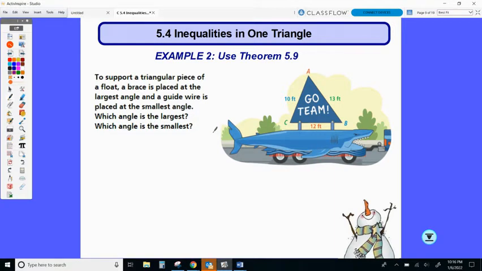If we just look without even measuring, we can say our smallest side is 10 feet, so my opposite angle is going to be my smallest angle right here. And my longest side is 13 feet, and the angle opposite that side is going to be my largest angle here. And so those are where my two guide wires are placed, at angle C and angle B. So the angle that's the largest is angle C, and the angle that's the smallest is angle B.